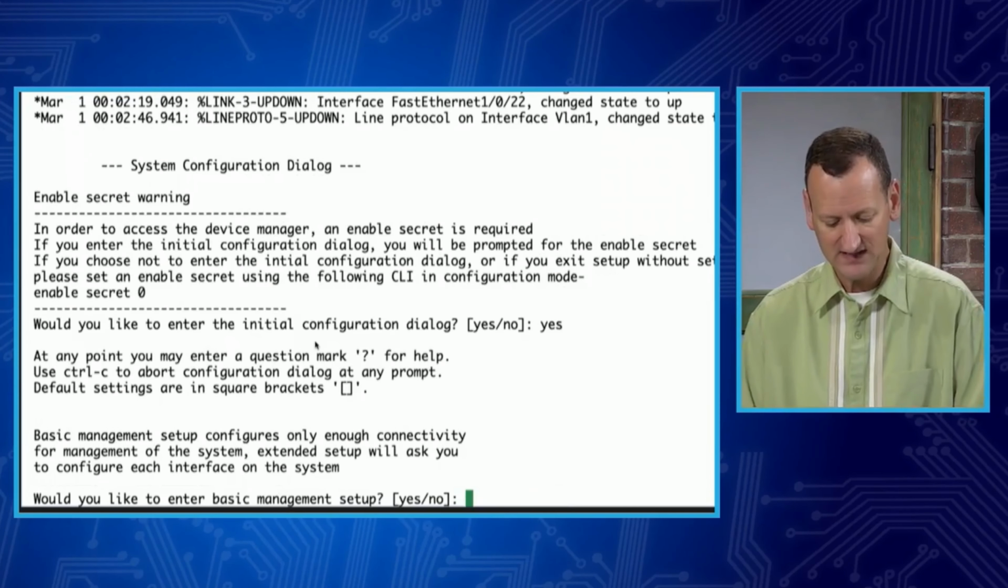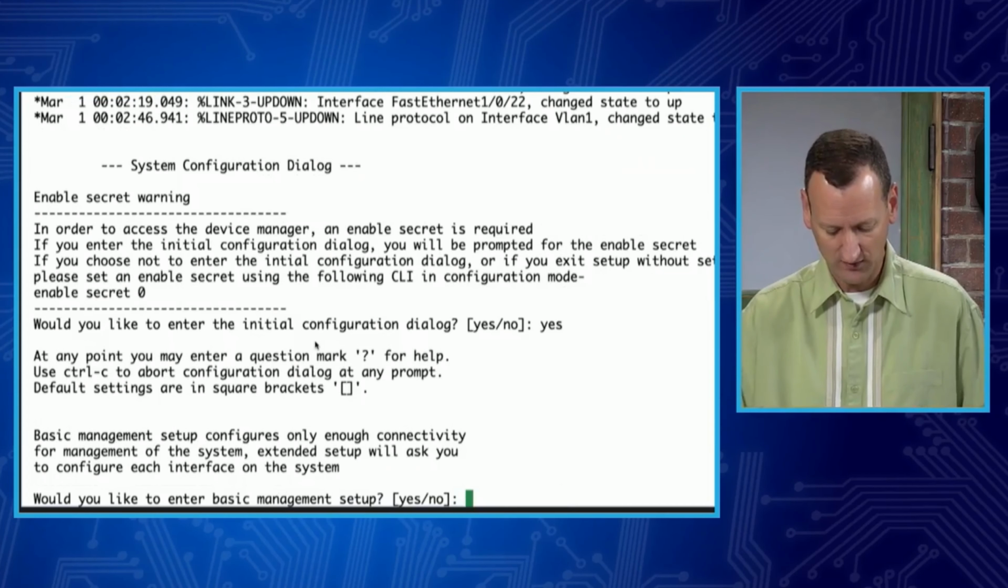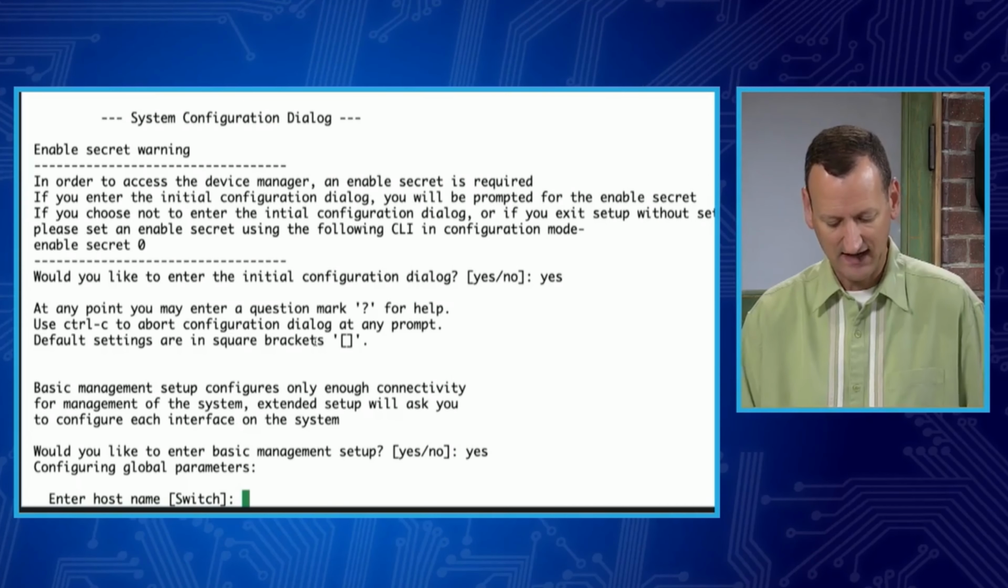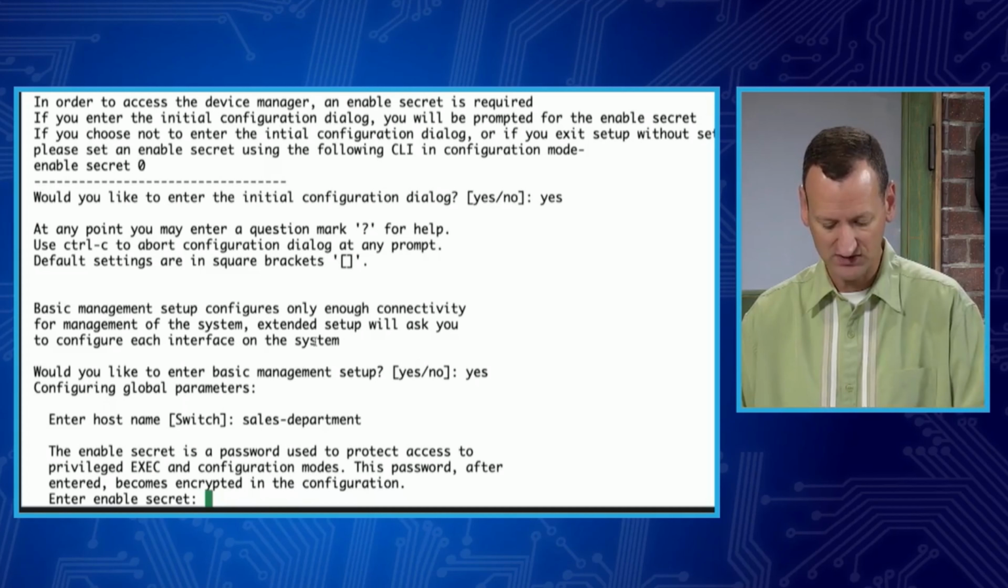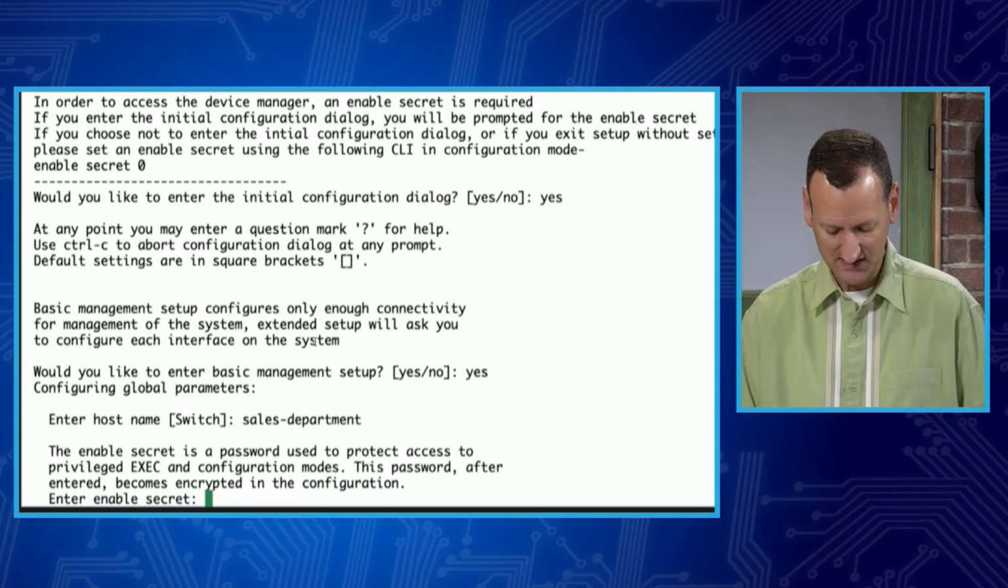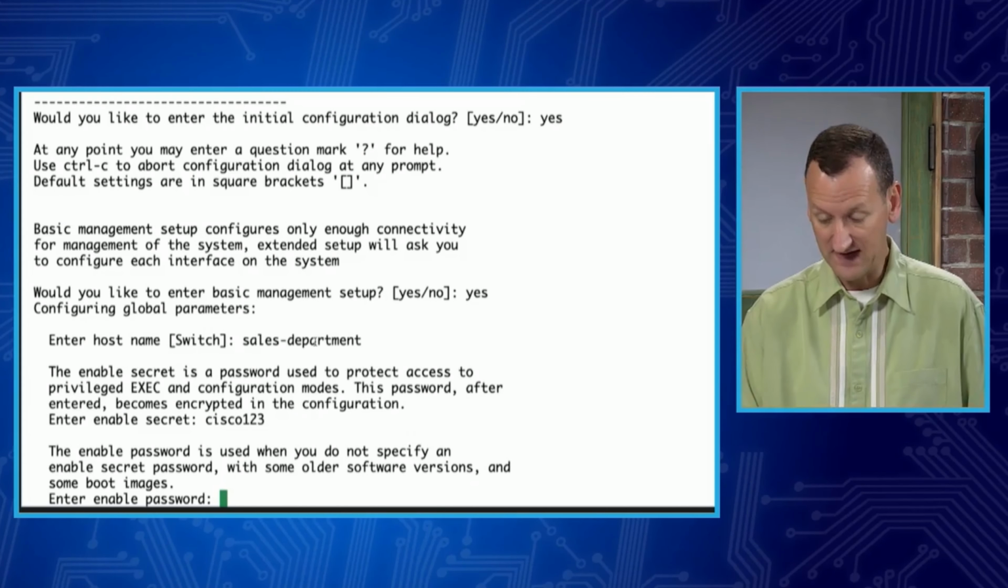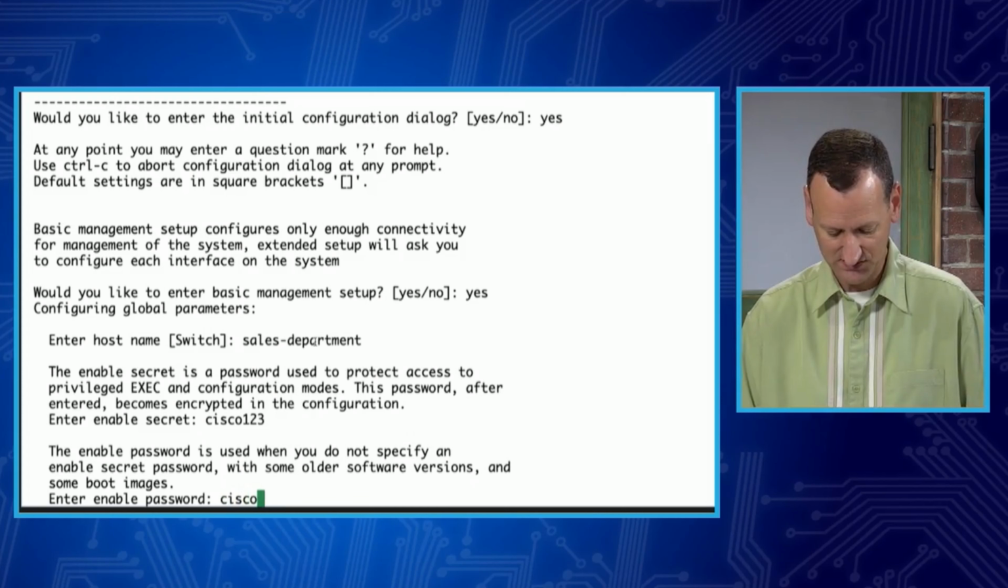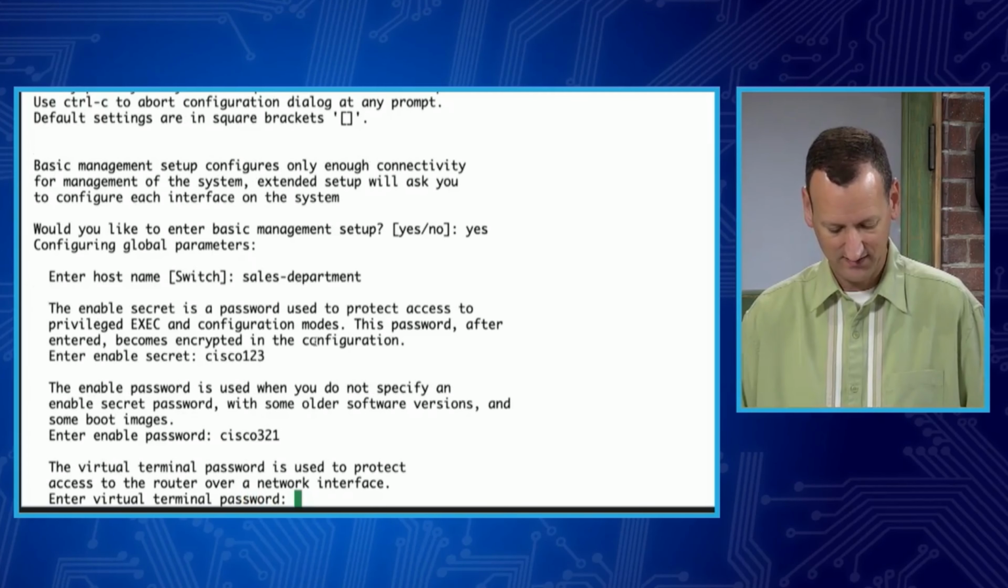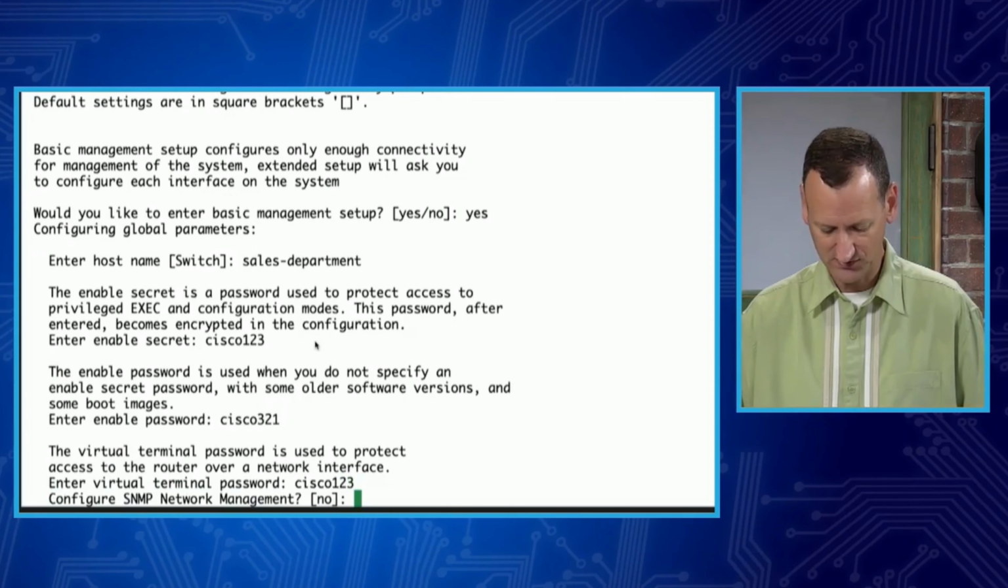It's going to ask me for some basic information. Do I want to do basic management? I'll say yes. And now I can give it a host name. Maybe this is my sales department switch or whatever it is that we want to call it. So you give it a name. I need to pick a password. So I'll punch in my password. I'll just say Cisco 123. And my enable password, I'll do Cisco 321. And my virtual terminal password, which probably won't actually get used, I'll do Cisco 123 again.